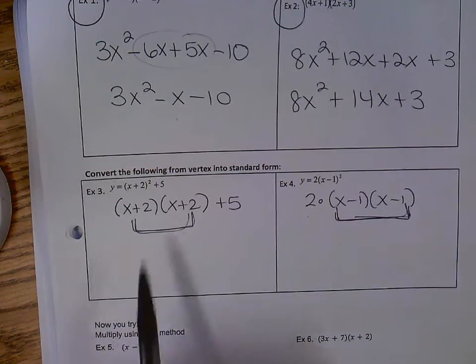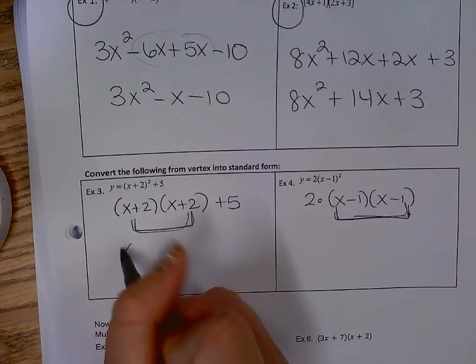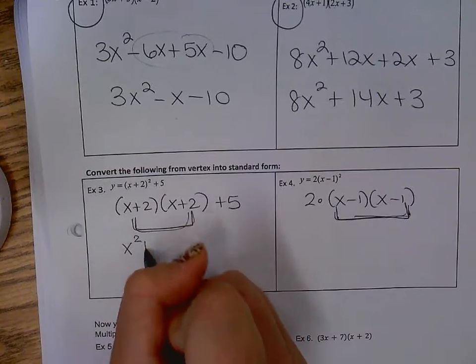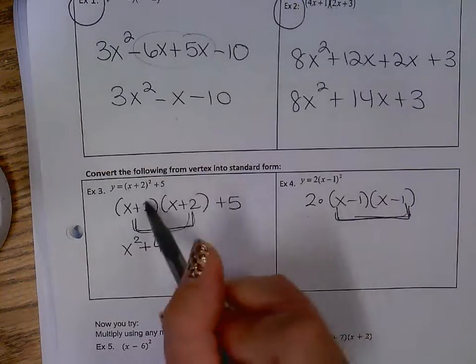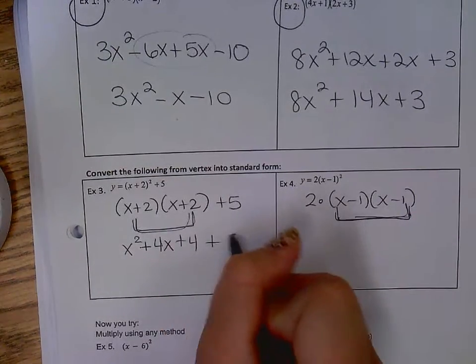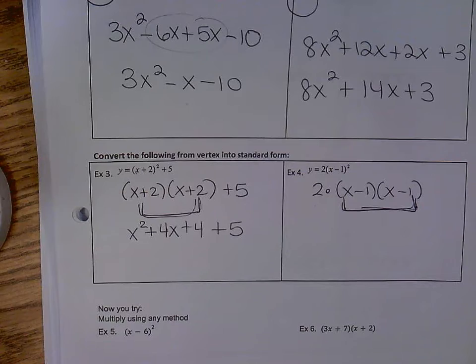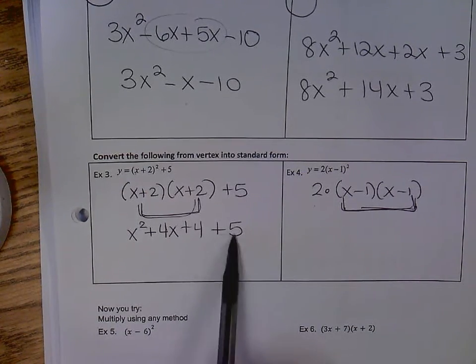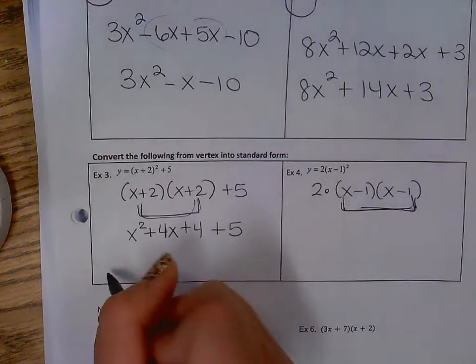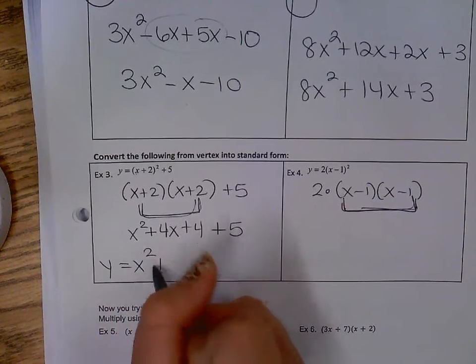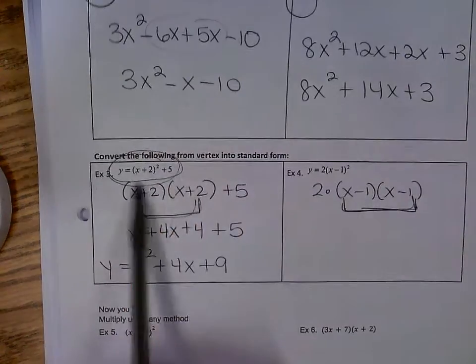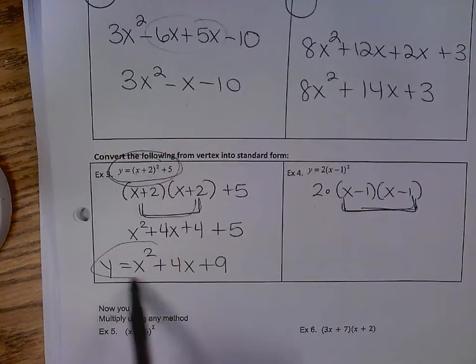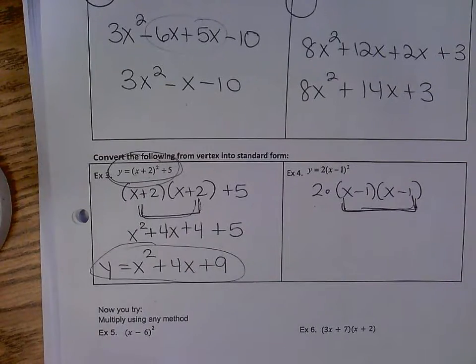So here, I would get x squared, plus 2x plus 2x would be plus 4x, and then plus 4, and then plus 5. So the 5 gets only added to the constant term right here. So y equals x squared plus 4x plus 9. You just went from vertex form into standard form. These are the exact same function, just written in a different format.